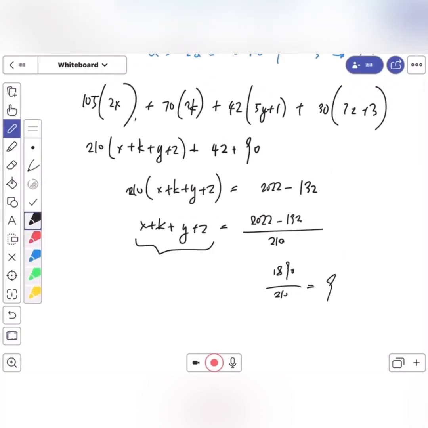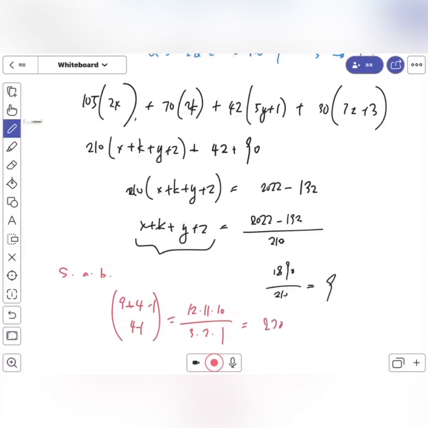So I'm going to find the number of ordered pairs x, k, y, z, and they're not limited to positive integers. They can be 0. So by stars and bars, this is just 9 plus 4 minus 1, choose 4 minus 1, which is 12 times 11 times 10 over 3 times 2 times 1, which is 220.